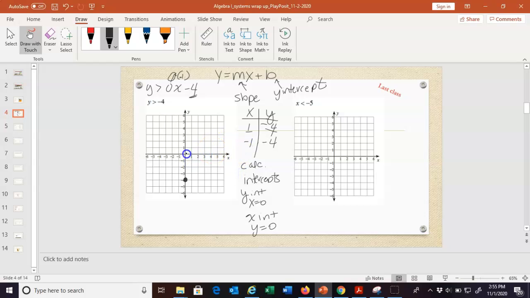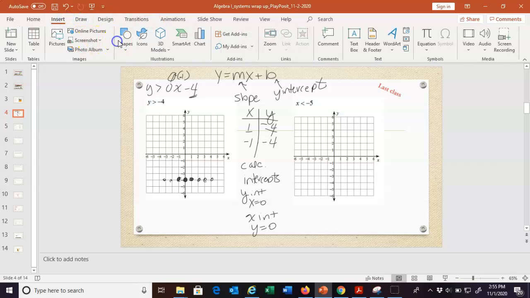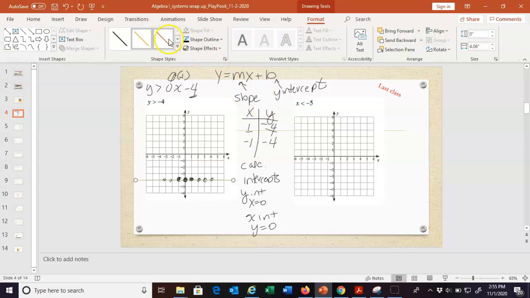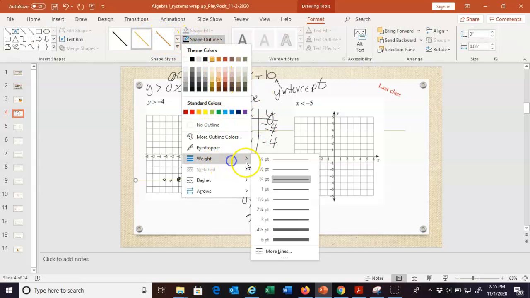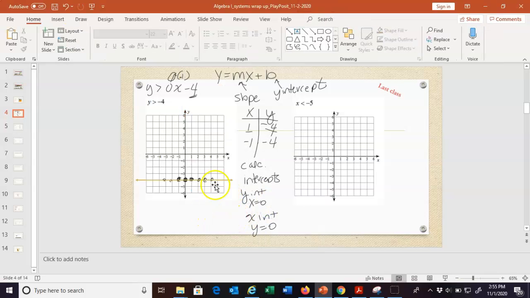Let's plot these 2 points: (1, -4) and (-1, -4). Hopefully it's doing what you thought it would do. You're always going to have the y value of -4. So a line with 0 slope is a horizontal line. I'm going to put in a line here. A line with 0 slope is a horizontal line. So this is going right through y = -4.